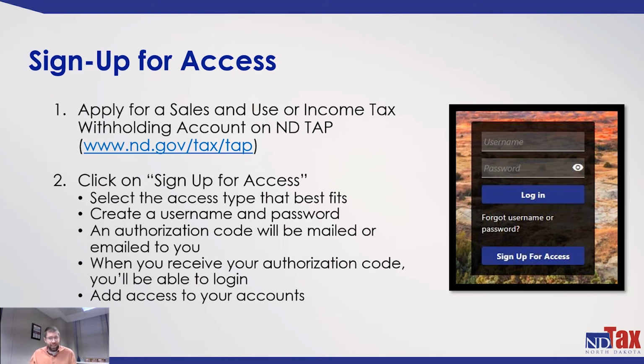You'll be prompted to select from 3 different access types, so pick the one that best suits your needs and fits what you're looking to use TAP for. Once you've done this, it'll ask you to create a username and password, and then based on the access level that you chose, an authorization code will either be mailed out through physical mail or it will be emailed to you. Once you get that authorization code, you'll be able to log in, and at that point you can add access to your different accounts that you want to file for or you want to see information about.